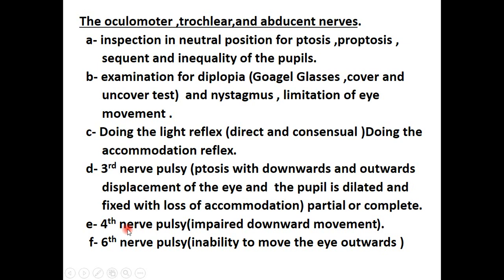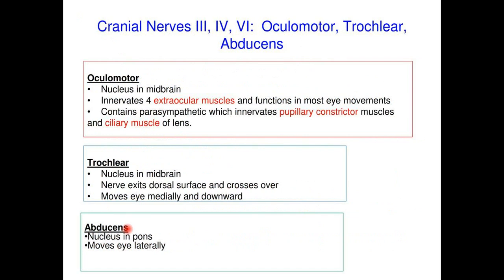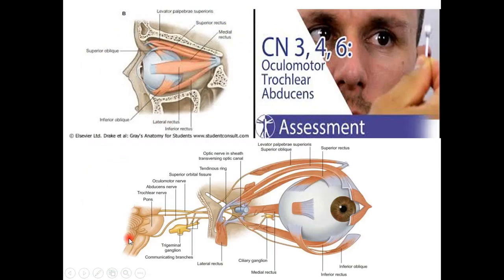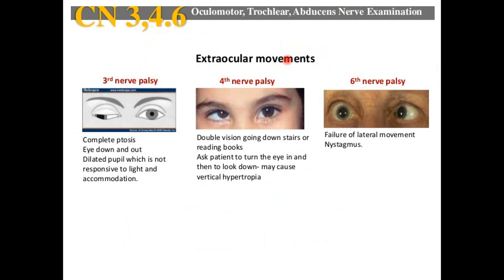The third and fourth cranial nerves, the oculomotor and trochlear, originate from the midbrain, and the abducent originates from the pons. These are the extraocular muscles and this is the way to examine: we put an object and watch the movement of the eye upwards, downwards, left and right, and see if there is any defect in the movement of the eye.